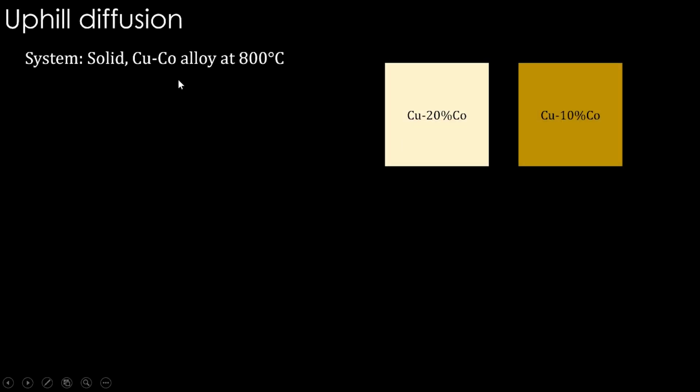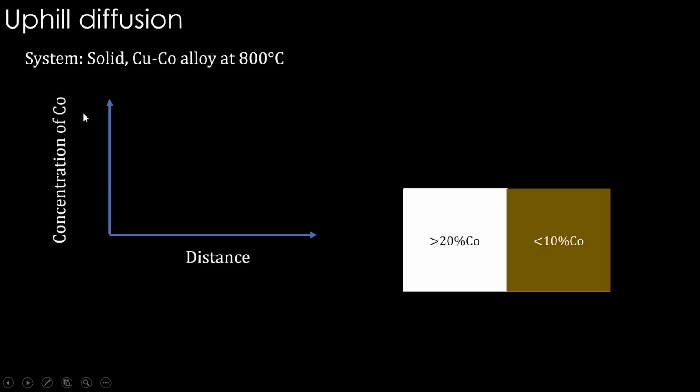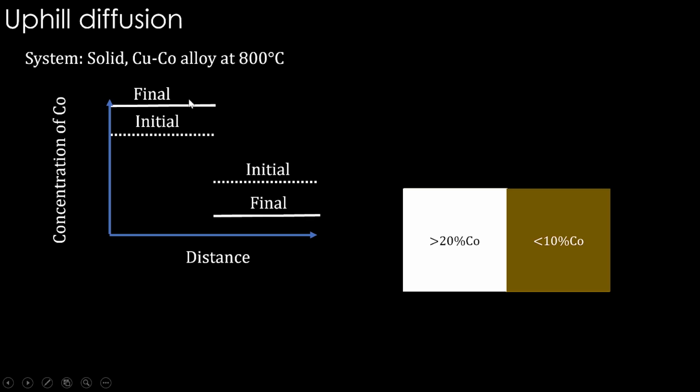Let's take this example of copper cobalt at 800 degrees. Copper with 20% cobalt, copper with 10% cobalt. We took 20% nickel and 10% nickel in one of the previous examples, where things became uniform, 15% nickel throughout. Right? Here, if you see, when we join them, this region which already has high cobalt will become even higher in cobalt. This region which has lower cobalt will become even lower in cobalt. Okay, if you bring the concentration profile of cobalt versus distance, initially it was like this, high concentration, low concentration. Then with respect to time, it goes to even higher concentration and even lower concentration. This is the final state.